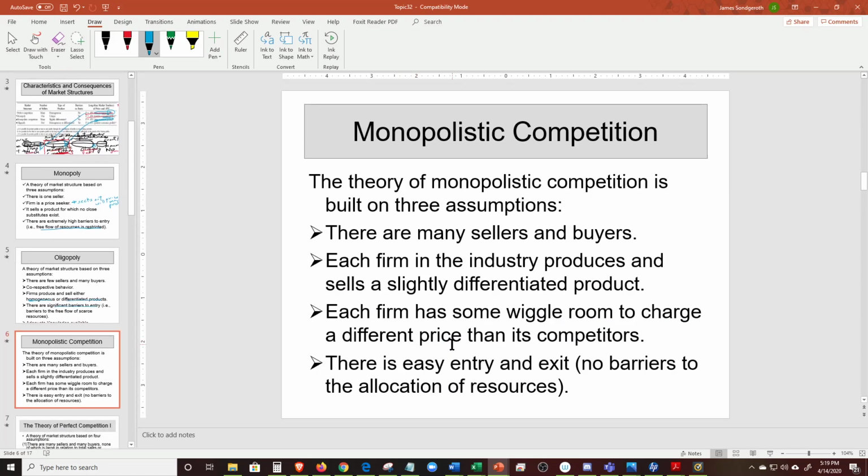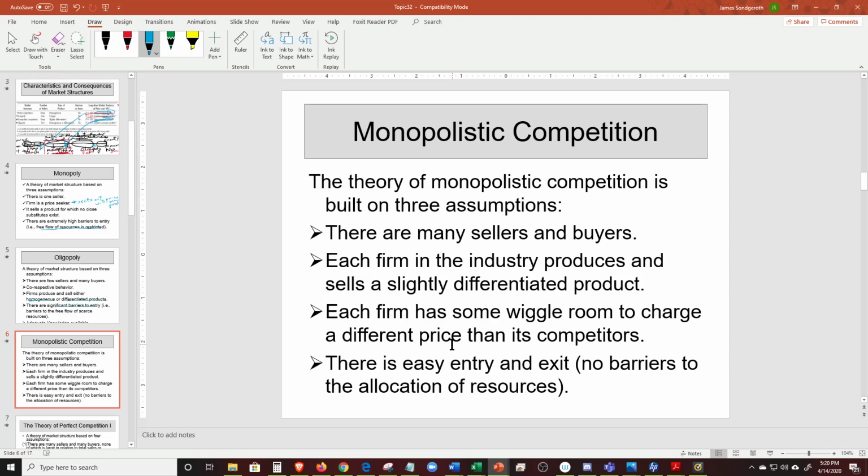And then the next one is monopolistic competition, which would be like McDonald's and Burger King and what are the other ones? In-N-Out. Anyway, there's a lot of different hamburger firms. That's an excellent example of an industry that is monopolistically competitive. A lot of firms producing pretty much the same product. They're obviously differentiating themselves in the type of product they're selling and their location. But there are many sellers and buyers.